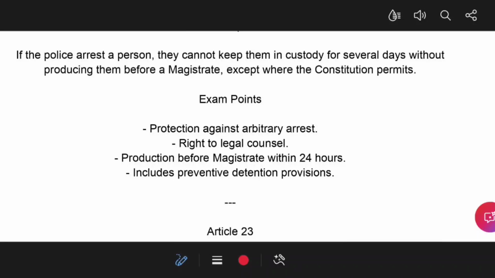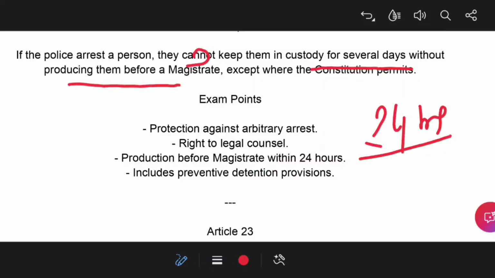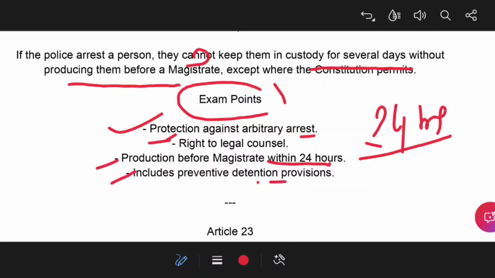Okay. Now suppose if police arrest a person, they can't keep them in custody for several days without producing them before a magistrate. That means within 24 hours of the arrest. From the exam point of view, protection against arbitrary arrest is included under Article 22. Right to legal counsel under Article 22. Production before a magistrate within 24 hours under Article 22, including the preventive detention provision.